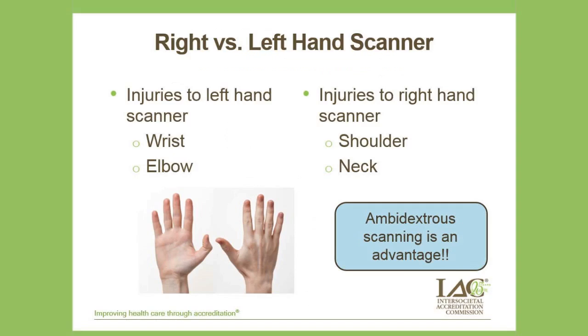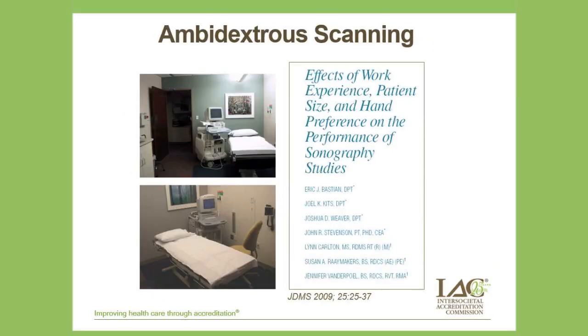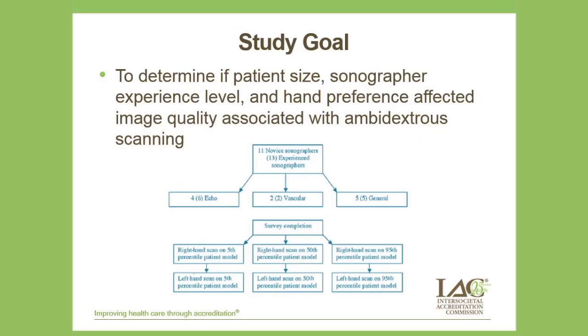Let's talk a little bit about right versus left-handed scanning. What's interesting to me is that the injury rate is no different if you're a left-handed scanner versus right-handed scanning, but the injuries themselves are different. So left-handed scanners tend to get wrist and elbow problems, and it makes sense thinking about how you're positioned, whereas the right-handed scanners tend to get shoulders and necks. I just wanted to highlight this article on ambidextrous scanning that was published in 2009.